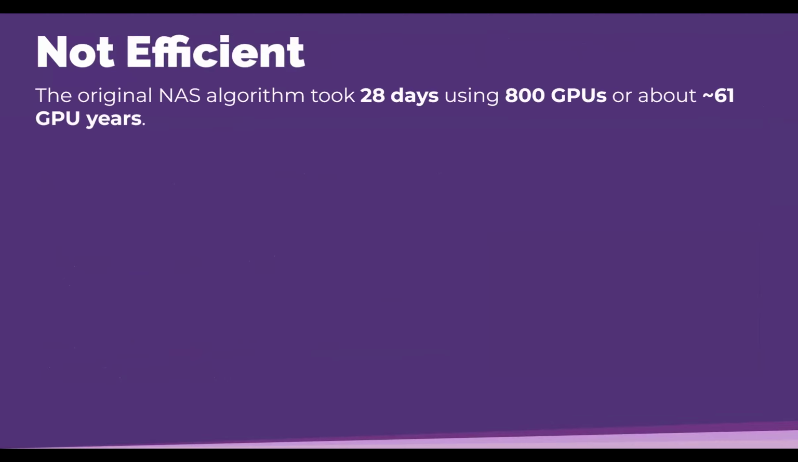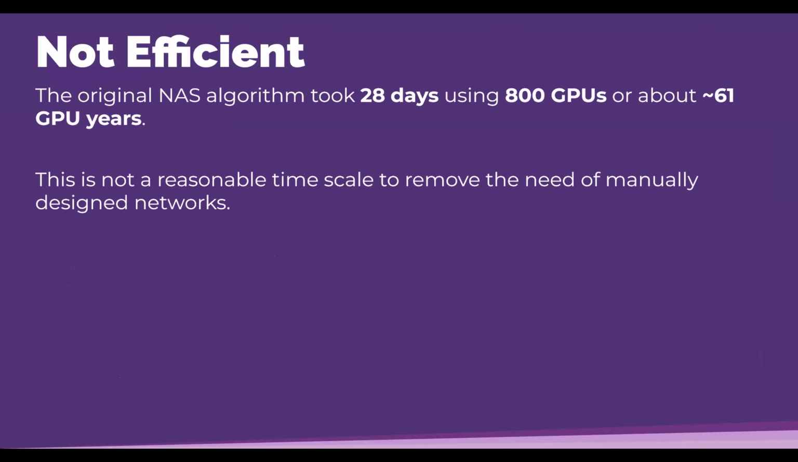The problem with this method was it wasn't efficient. The original NAS algorithm took 28 days on 800 GPUs, which was about 61 GPU years. And since that's not viable for most people, it probably won't shock you to know that this was done by the team at Google. It's just not a reasonable timescale to remove the need for manually designed networks. If you can't afford a network engineer or a machine learning expert, then I don't think you can afford the cloud time of 61 GPU years, especially in 2017, where they were a bit more expensive.